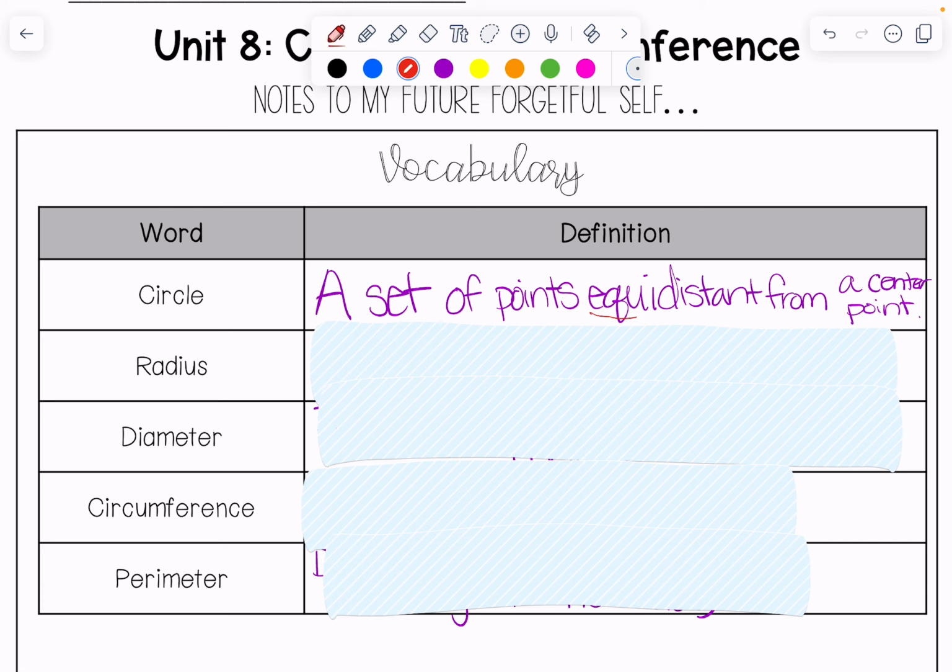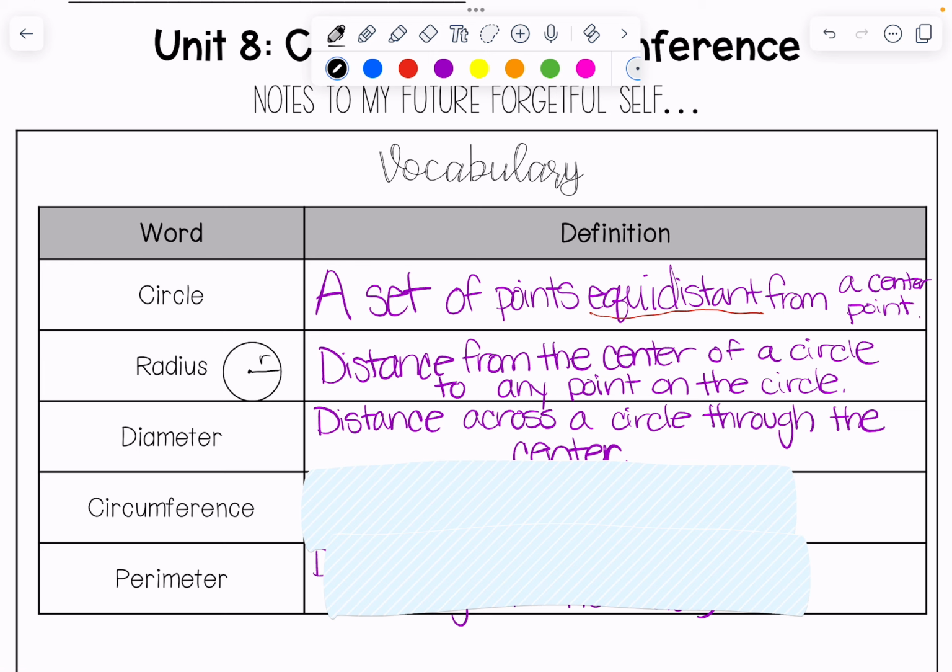When we talk about radius, that's going to be the distance from the center of a circle to any point on the circle. So if we have a circle, our radius is the distance from the center to any point along the edge, okay? Diameter is going to be the distance across the circle through the center. So again, if we have a circle, the diameter would be the distance across going through the center. So that's kind of a key point there.